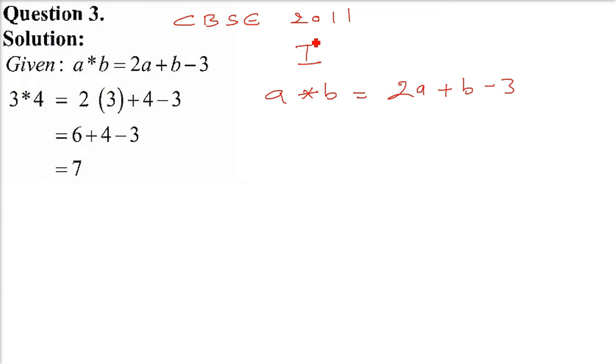So you don't have to worry about this I or Z, because their expression is already given. You just have to find out A star B. A is given as 3, B is given as 4. So 3 star 4 is what? See, replace A by 3, replace B by 4. So 2 into 3 plus 4 minus 3. This is 6, and you have 4 minus 3. So 10 minus 3 is 7.